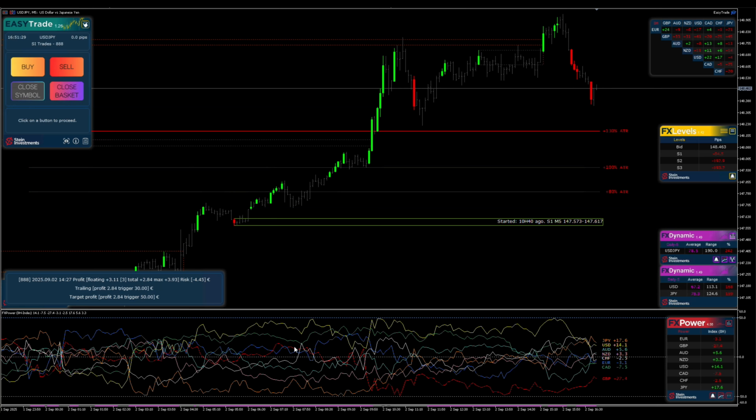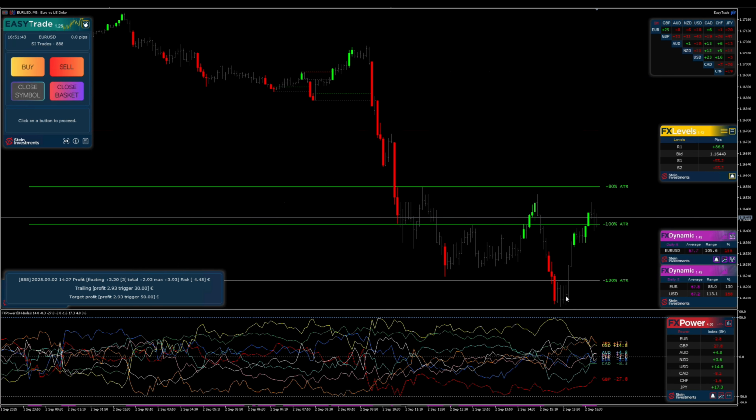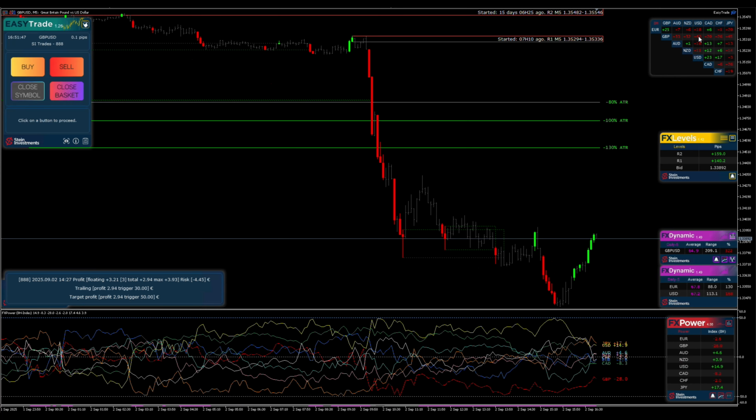So, next update on this trading day. The US dollar is finally showing some significant weakness, and we also see this in all the US dollar related pairs like the Euro USD, which made a turnaround here, and the British Pound USD as well.